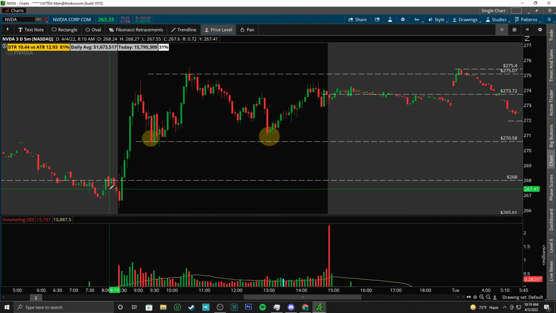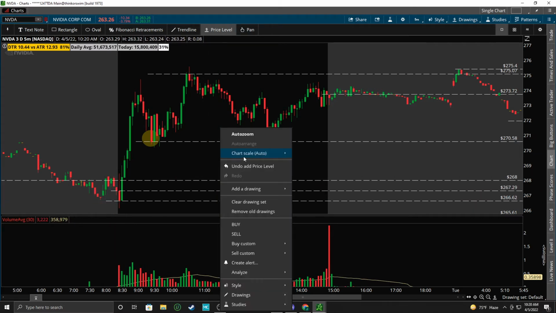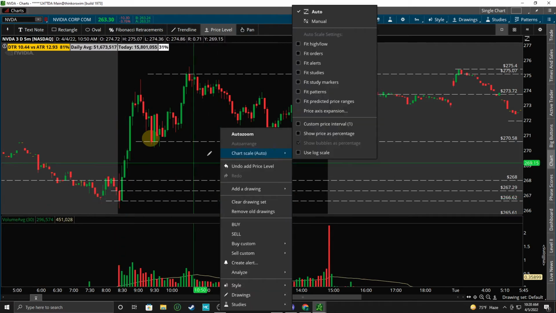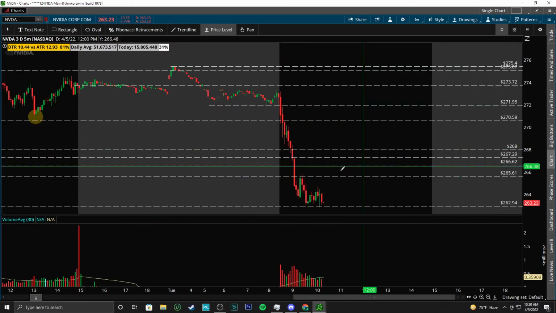And last but not least, your opening price or previous day low, which in this case is going to almost be the same. It's kind of like right here. You got your open and your low. So I'm going to auto zoom back out. And you can see this gives me almost everything I need.